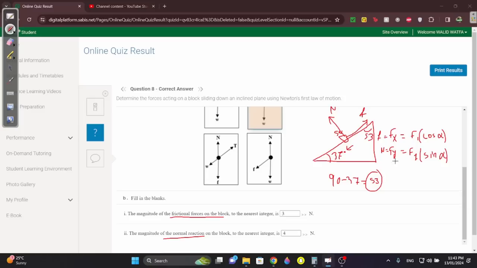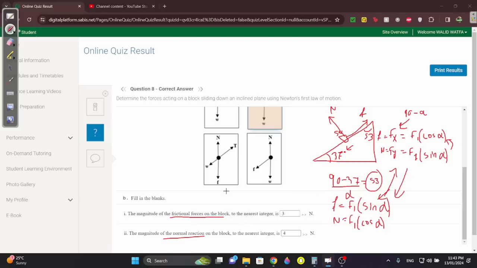If you don't want to do 90 minus 37, you can directly flip these rules, and instead, for friction, you can just use the force times sine of the angle. And for the normal, you can use the force times cosine of the angle. I just flipped them. You see how I flipped them? You have two cases. This is if you did 90 minus the angle given, and this is if you're using the angle directly. It depends on what you want to use.